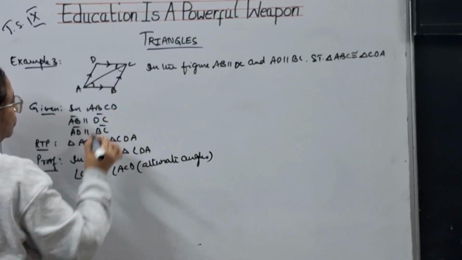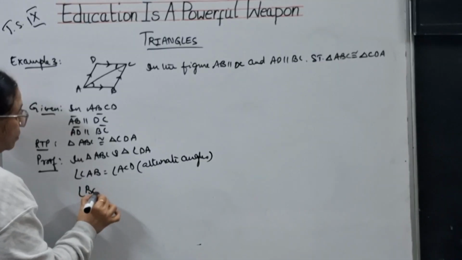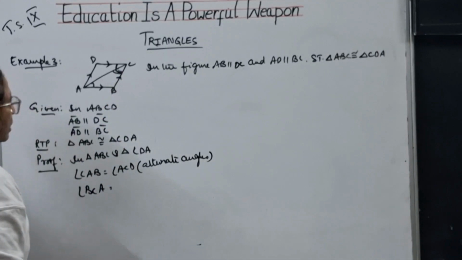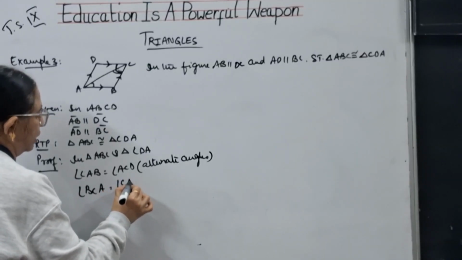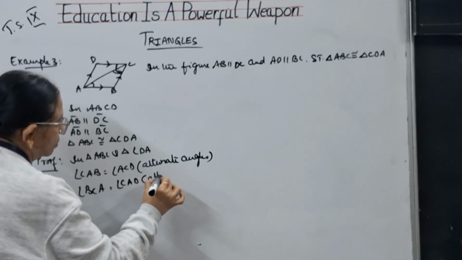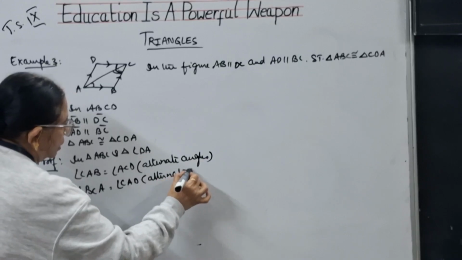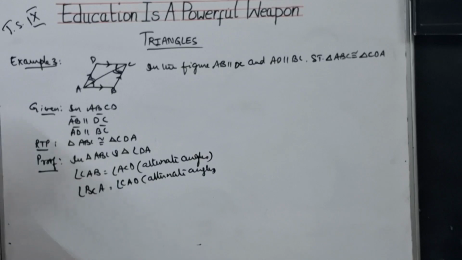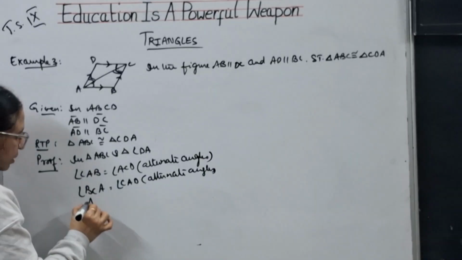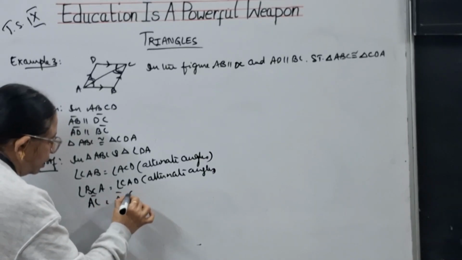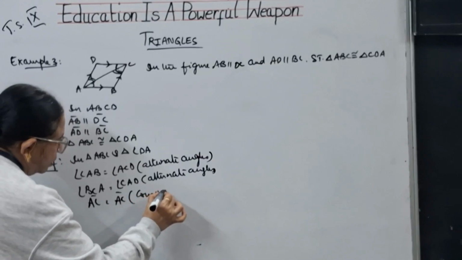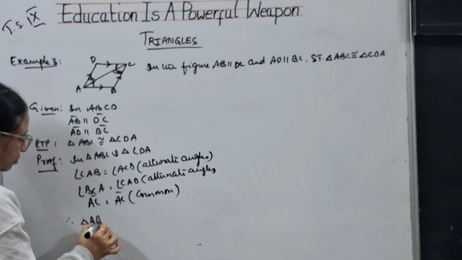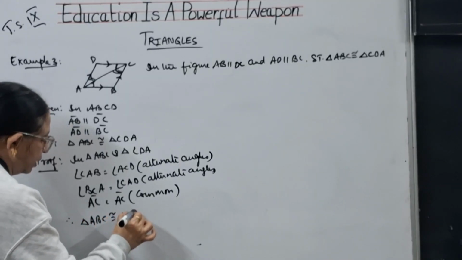Now let us see these two. Angle BCA, this means this angle. Angle BCA is equal to angle CAD because they are also alternate angles. So these two angles are equal. AC is equal to AC, it is common. Both of them are having the same side. Therefore, triangle ABC is congruent to triangle CDA.